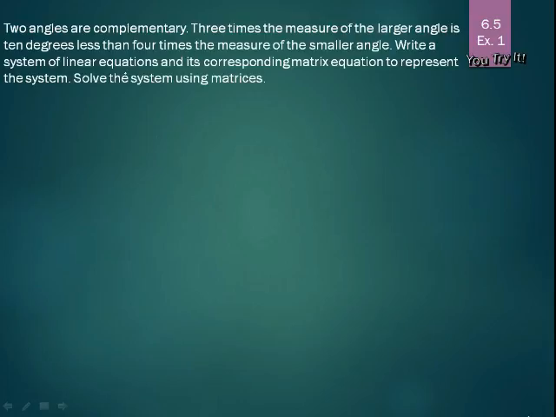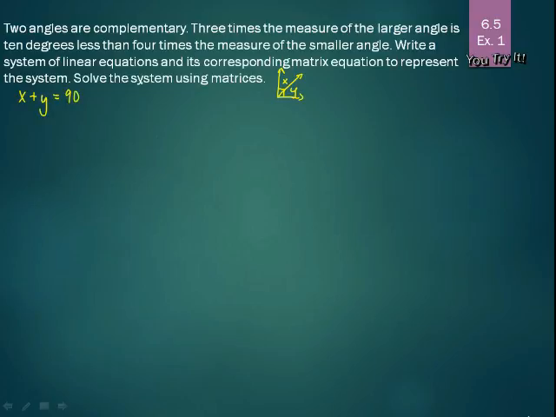Okay, so we need to write our system of equations here. It first tells us that two angles are complementary. And so that immediately tells us that two angles, we could name them x and y, will add up to a complementary angle, which we know is 90 degrees. And so we could write x plus y equals 90.